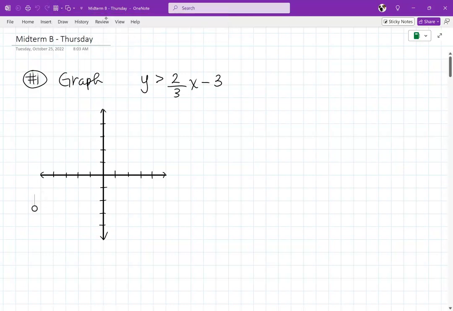First off, we're going to basically treat this like y equals mx plus b. This is m right here. This is b right there. So you begin at your b value, which is -3. That's your y-intercept. So I'm going to put a dot at -3. And then my slope is 2/3, so I'm going to go up 2, 3 to the right.